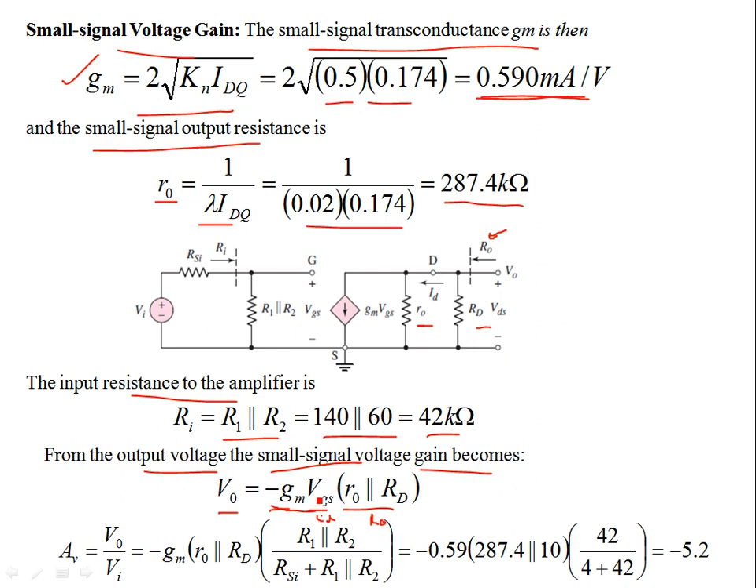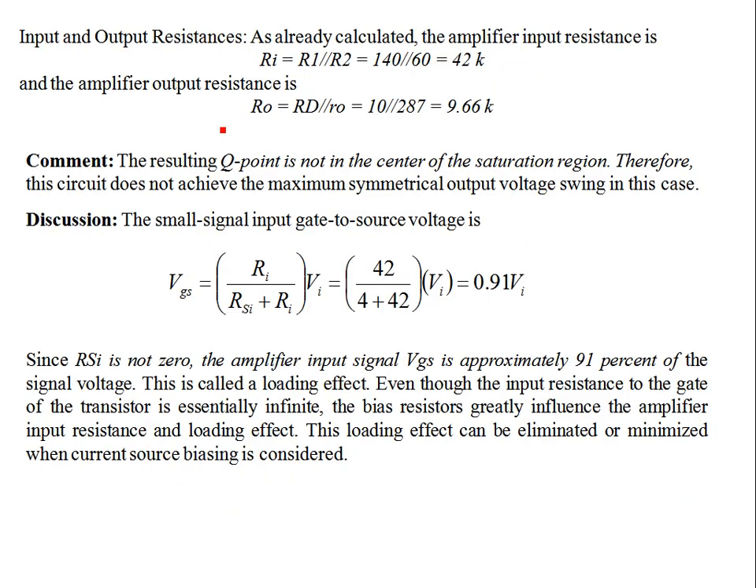For VGS, you might want to substitute this for VI, because the output voltage gain is V0 by VI. But then you have to apply the voltage division between RSI and R1 parallel R2, that is your input resistance. Then you plug these values in and you'll find that this voltage gain is 5.2. The output resistance is again R0 parallel RD, where R0 comes from the transistor and RD is external, 10 kilo ohms, giving 9.66 kilo ohms. And the input resistance is R1 parallel R2, that is 42 kilo ohms.